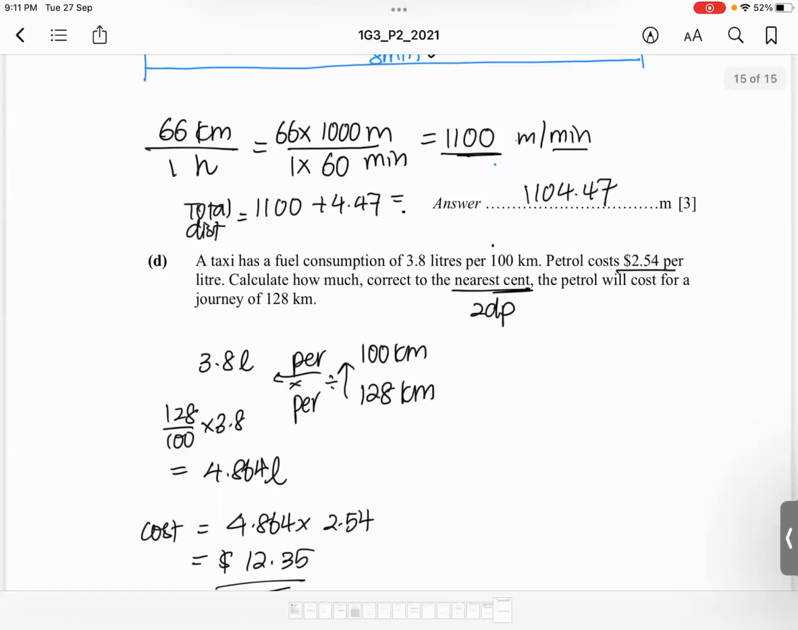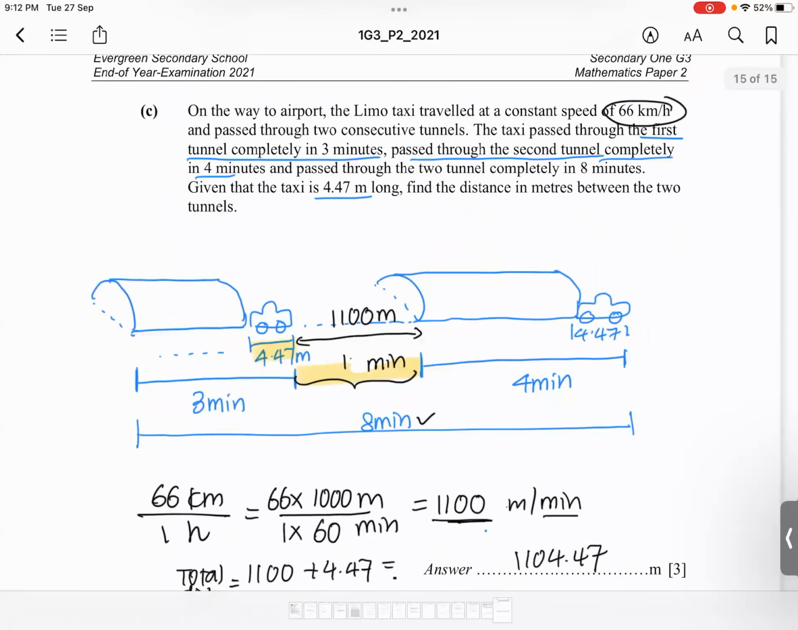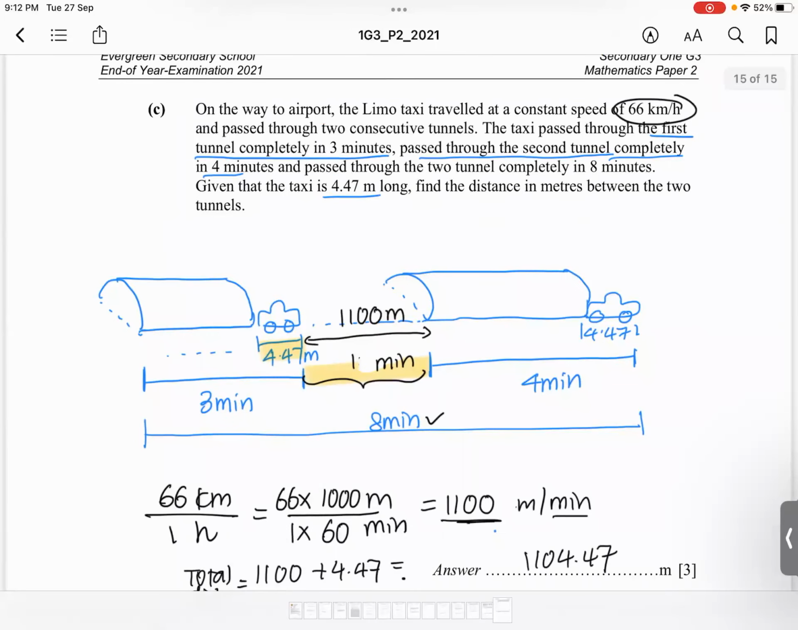You know what I thought? I thought they said it passes through the 2 tunnels completely in 8 minutes, so I thought the first tunnel and the second tunnel passed through together, then the total is 8 minutes. No, because it needs to travel. It comes out of the tunnel already. It says it passed through the tunnel and then passed through the second one. You need to travel a little bit.